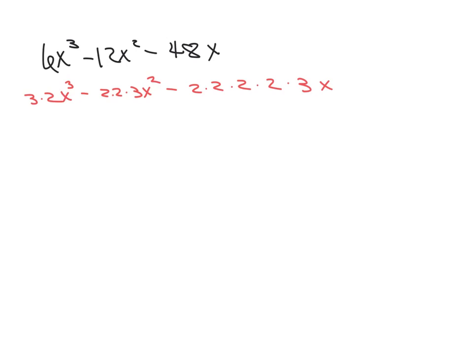Alright, so I pull out what's common. I've got a 3 there, a 3 there, and a 3 there. And I have 1, 2 there, 1, 2 there, and 1, 2 there. So I'm going to pull out the 3 and the 2. 3 times 2 is 6. And that leaves me x cubed minus x squared.